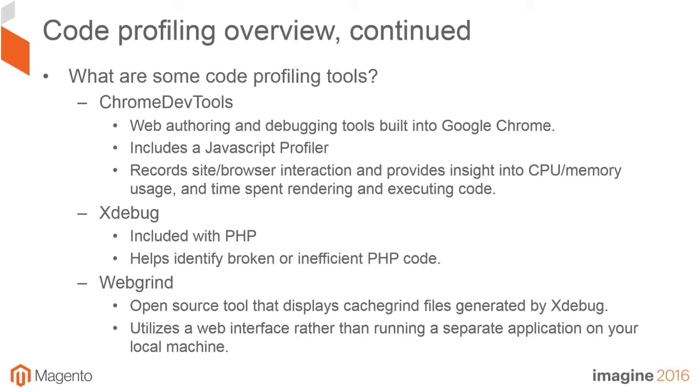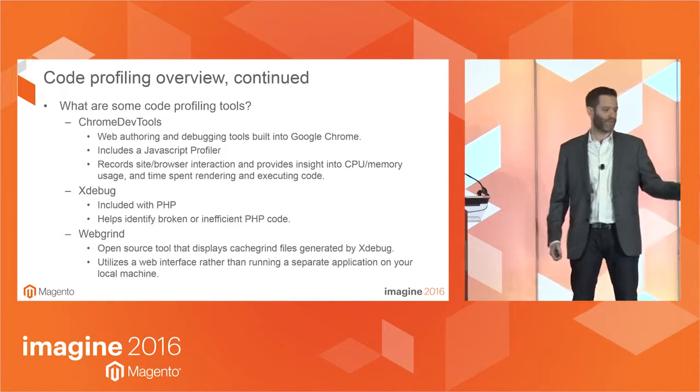So today we're going to talk about 3 different tools. They're all open source tools. We're talking about ChromeDev Tools, which I'm sure most of you are familiar with and probably many of you use all the time. Xdebug, which is a PHP profiler, helps identify broken or inefficient code in PHP, and it's packaged with PHP, so it's a native PHP extension.